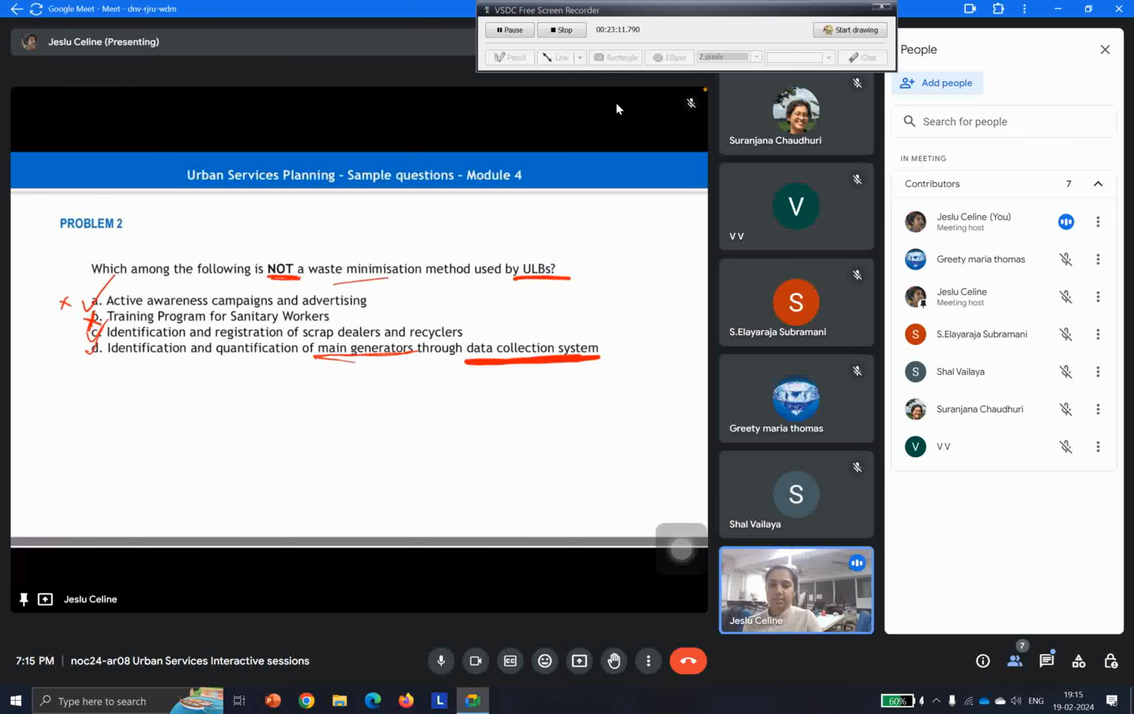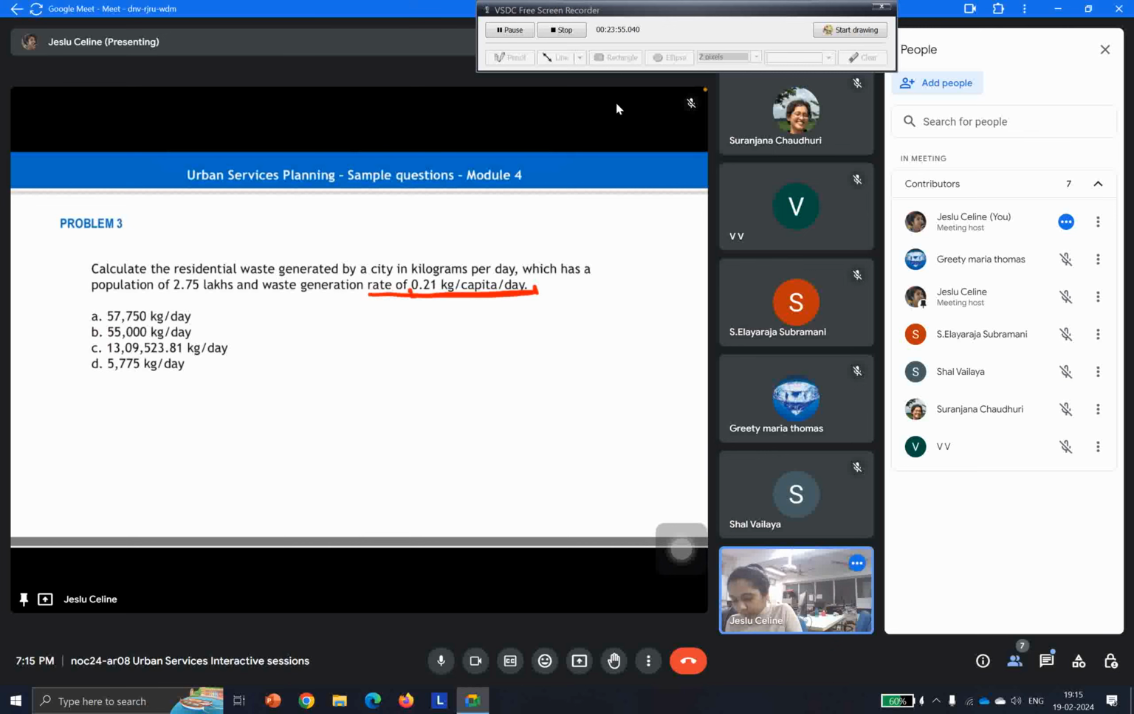So, question three. This is a small calculation. Calculate the residential waste generated by a city in kilograms per day, which has a population of 2.75 lakhs and a waste generation rate of 0.21 kilogram per capita per day. So we have the waste generation rate, which is given. This is a very simple calculation because we already have the answer in the units of the question. Even if you have not watched the lectures, this is very simple because you already know that it is 0.21 kilogram per capita per day.